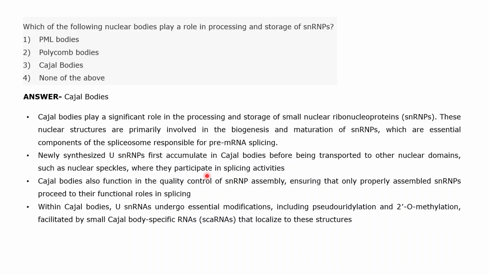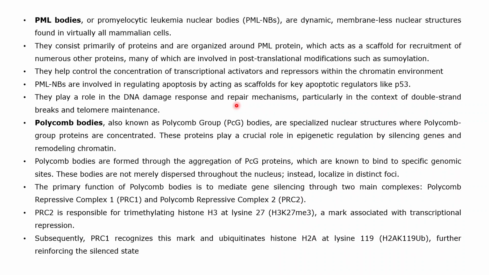It also helps in the quality control of snRNP assembly, ensuring that it is assembled properly before splicing has started. Inside the Cajal bodies, other modifications also take place, like pseudouridylation and 2'-O-methylation, in the snRNP, so that they can be functionally active and assembly takes place properly. So this is also an essential activity of the Cajal body.